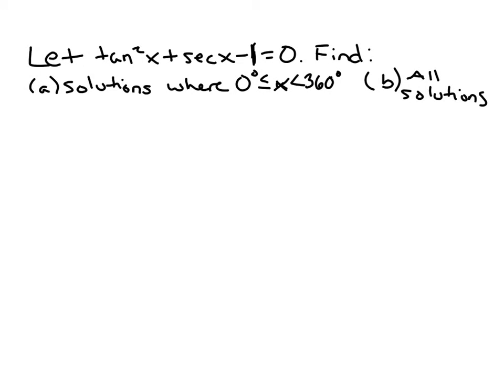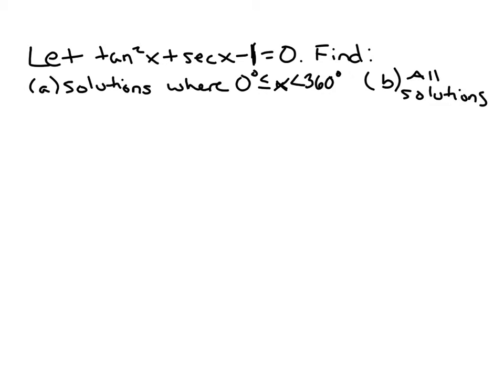In this example, you're asked to solve the equation tangent squared x plus secant x minus 1 equals 0. I'm going to describe both the solutions between 0 and 360 degrees, and I'll show you how to describe all of the infinitely many solutions to this equation.